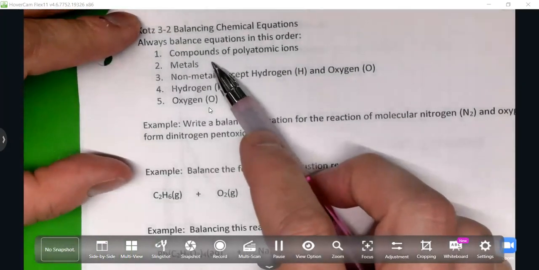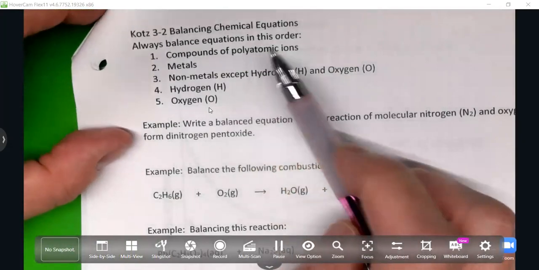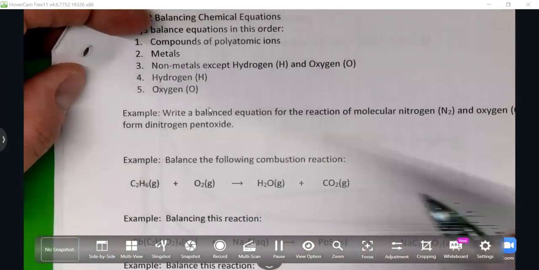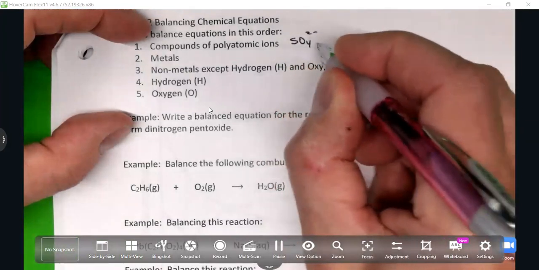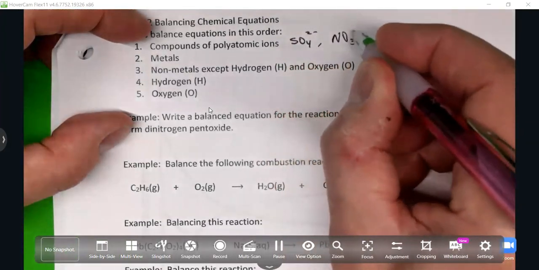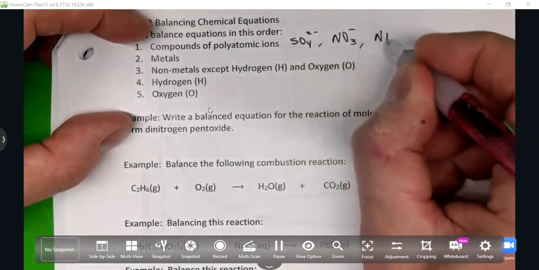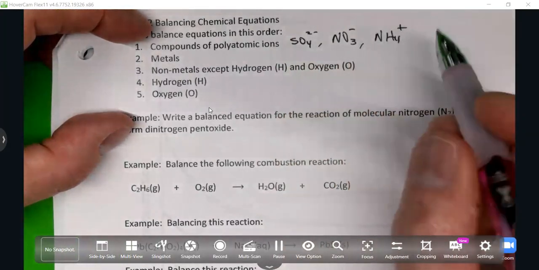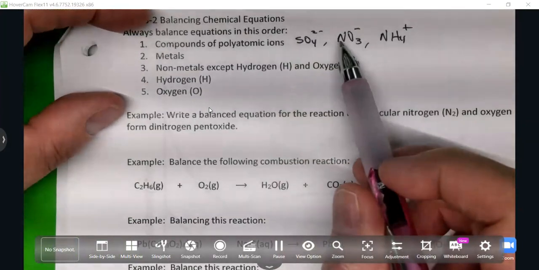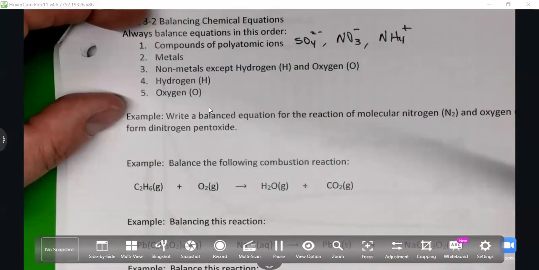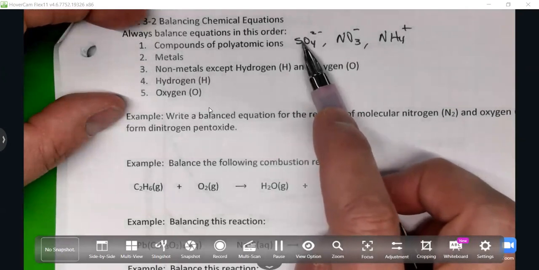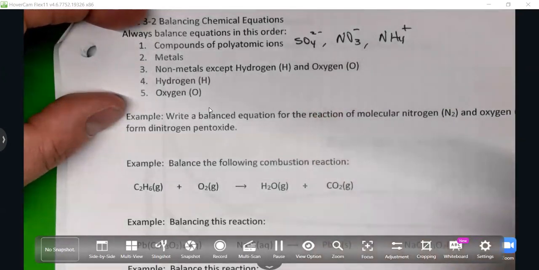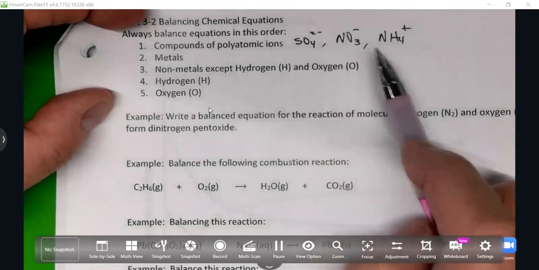So it should be compounds with polyatomic ions. Now, what do we mean by that? Do you have sulfates? You have nitrates, and so on. You have ammonium. Compounds that have polyatomic ions you should do first, because then you're taking care of 2 atoms at the same time. You'd be balancing sulfur and oxide.